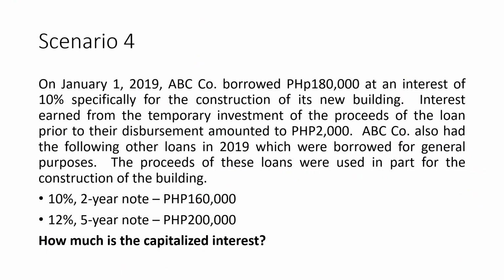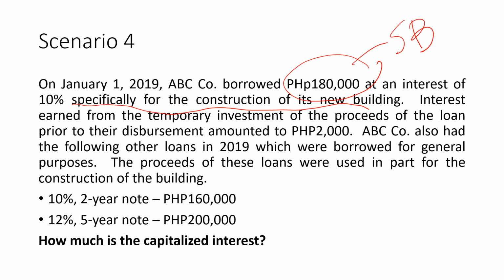So, the last scenario natin is scenario 4. Basahin lang natin. On January 1, 2019, ABC Company borrowed 180,000 at an interest rate of 10% specifically for the construction of its new building. So, meron tayong specific borrowing. Itong 180,000, specific borrowings yan.